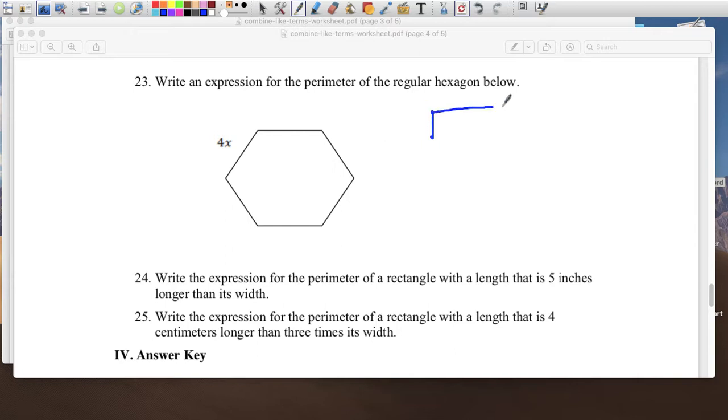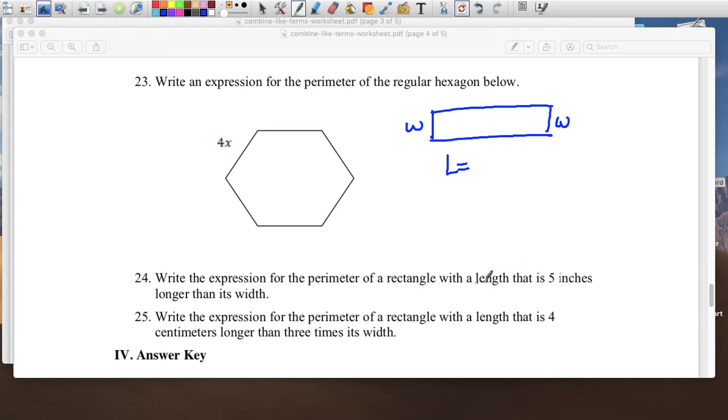So here's a rectangle. And it says that the perimeter of the rectangle is a length that is 5 inches longer than its width. Well, notice that they're talking about the length. Did they say anything about the width? No, so we're going to assume that the width is just the width. The length here says the length.